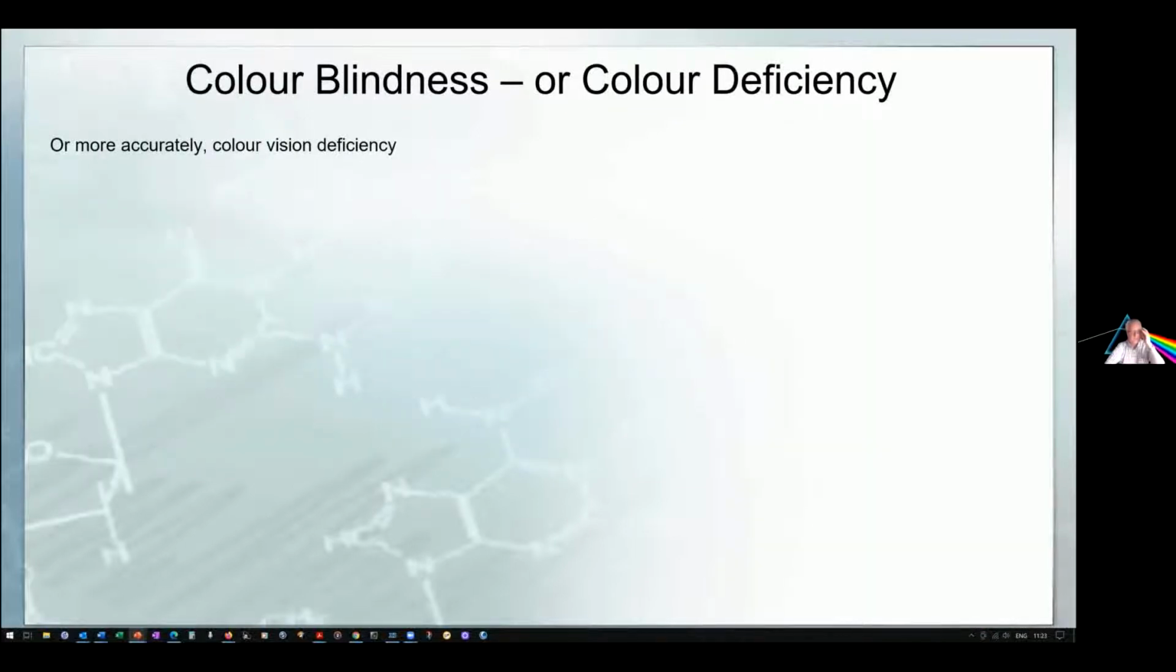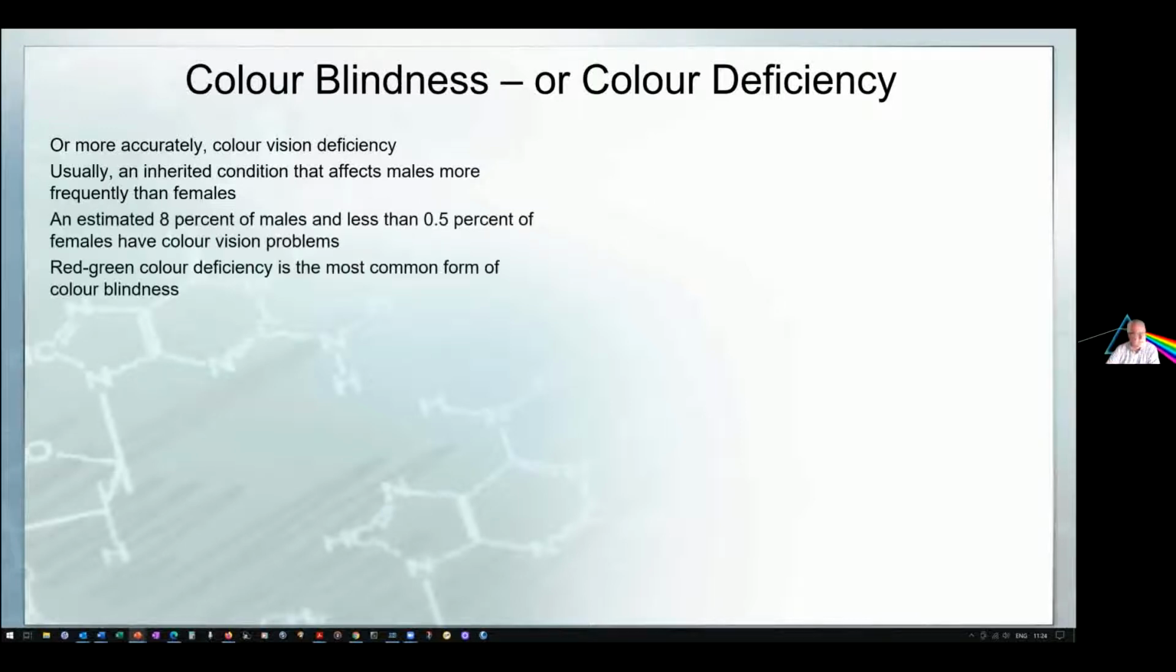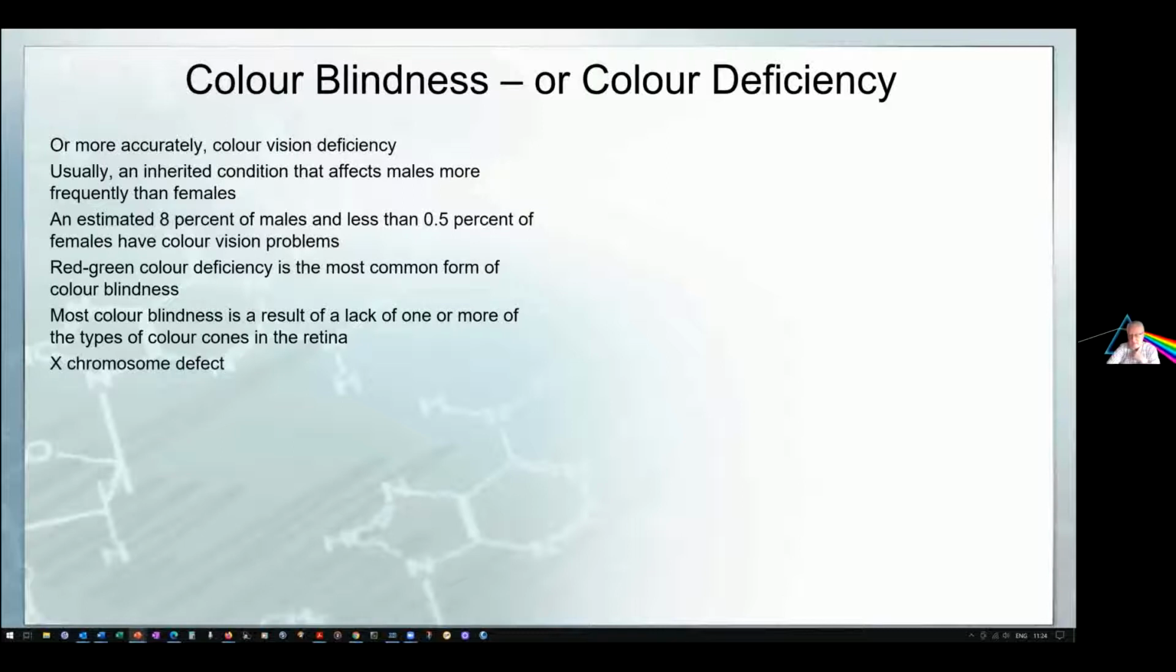Okay, so color blindness or color deficiency is a common thing. It's an inherited condition, typically affects many more males than females, and it's 8% of males and less than 0.5% of females have some issues with color vision. And red-green color blindness is the most common, and it's due to the lack of one or more types of color cells or cone cells in the retina. And it's typically a defect on the X chromosome. And women have 2 X chromosomes and men only have 1. So that's why more men are affected.